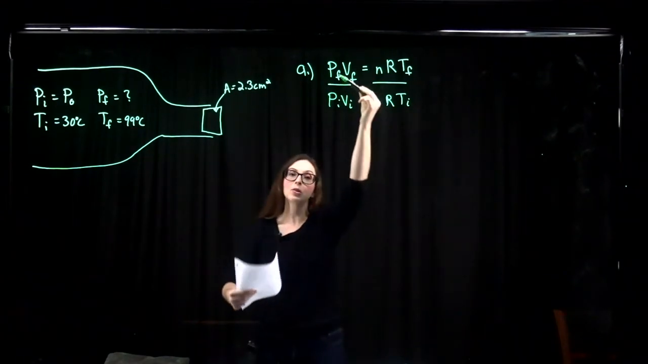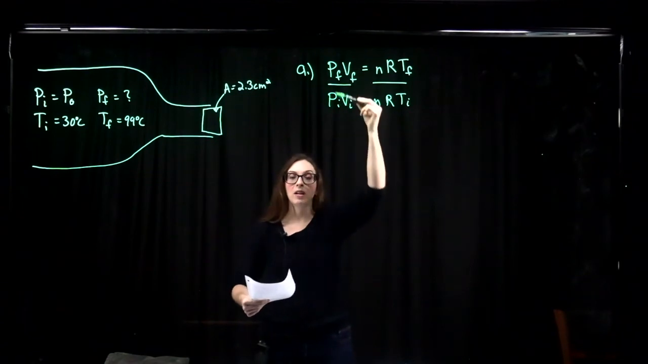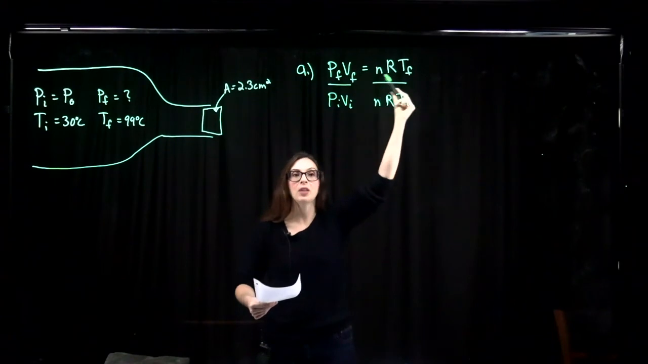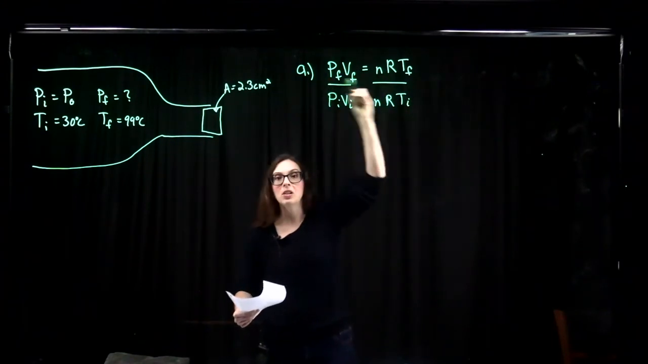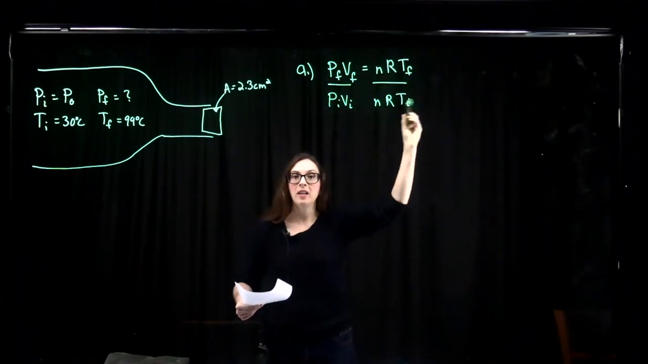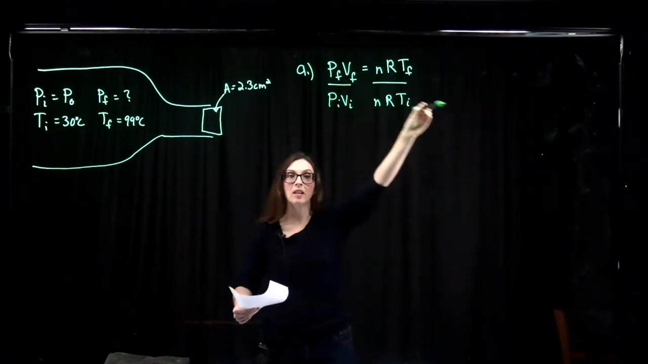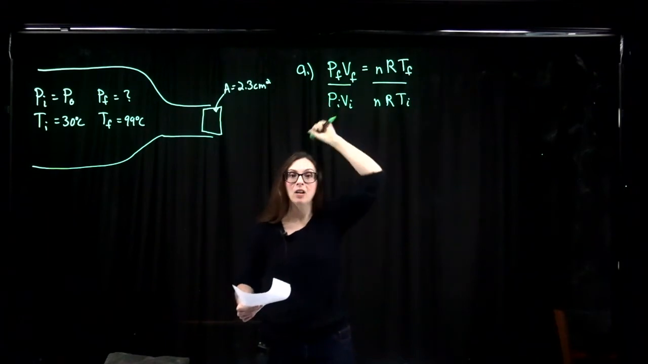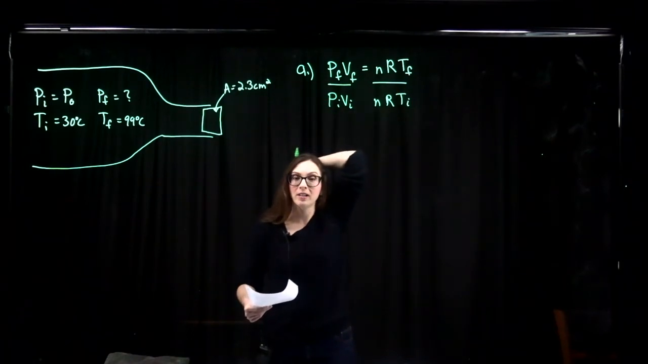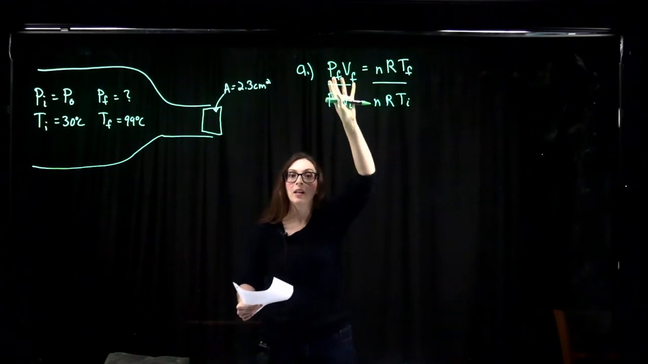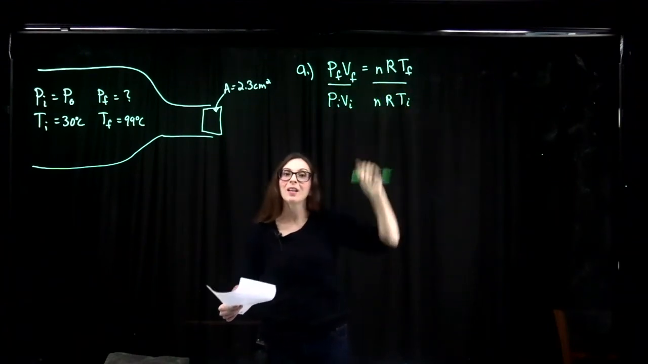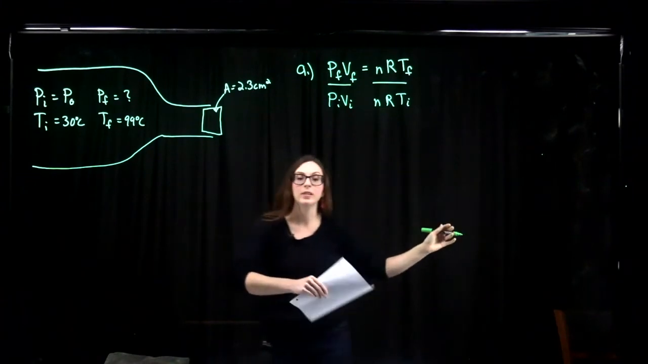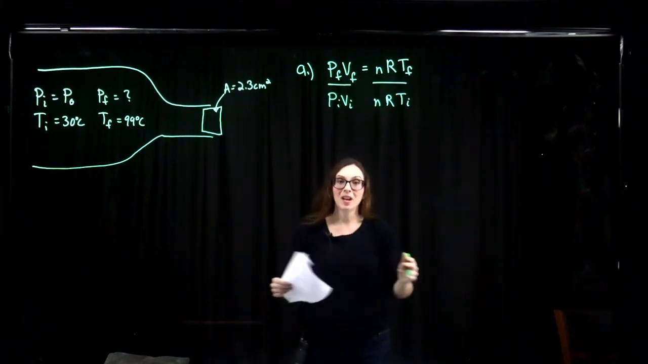That always is the case. So I can always create these ratios like this, where I'm dividing PV equals nRT at some initial state by the ideal gas law for that gas at some final state. We can always do that for any gas whenever we're using the ideal gas law. You can always do this kind of ratio trick if you're given some initial quantities and you're trying to find some final quantity, or vice versa.